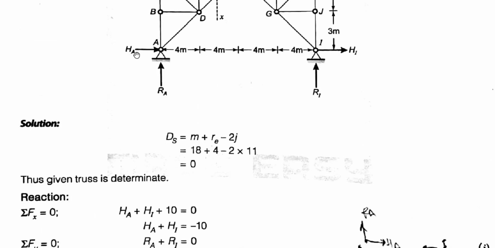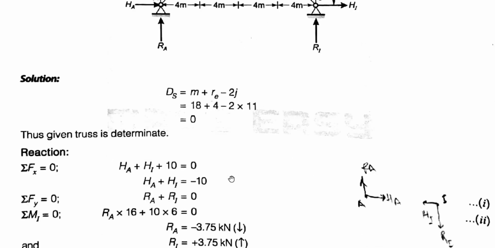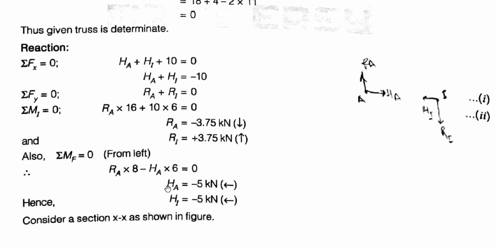minus HA into 6. This is our horizontal reaction and it is anti-clockwise. So this RA is clockwise about this joint F, and HA is anti-clockwise about the joint F. So minus HA into 6 is equal to 0. RA value we know, so HA value will be minus 5 kilonewton.